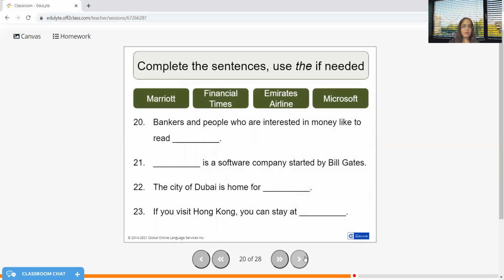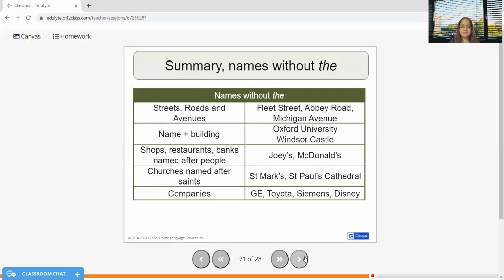Now we have to fill in the blanks. If we need to use the, we'll use it, else we'll remove it. Bankers and people who are interested in money like to read the Financial Times, the name of a newspaper. Microsoft is a software company started by Bill Gates. The city of Dubai is home to Emirates Airline. It is the Emirates Airline. If you visit Hong Kong, you can stay at the Marriott. It's the name of a hotel.